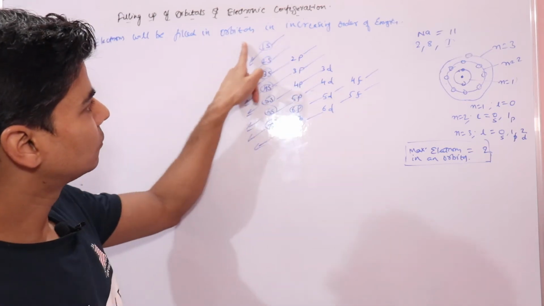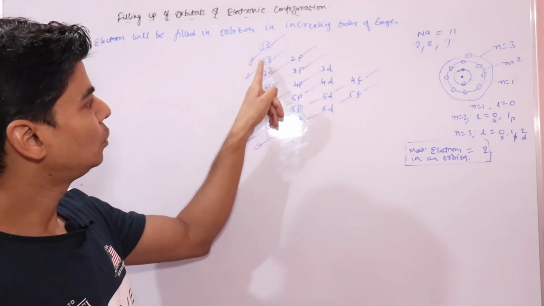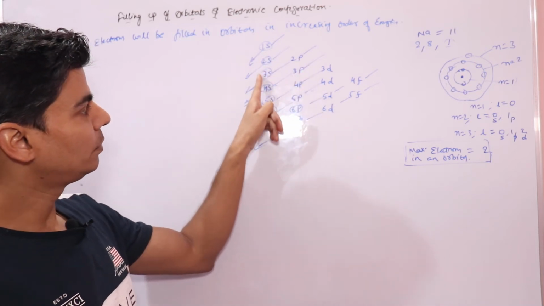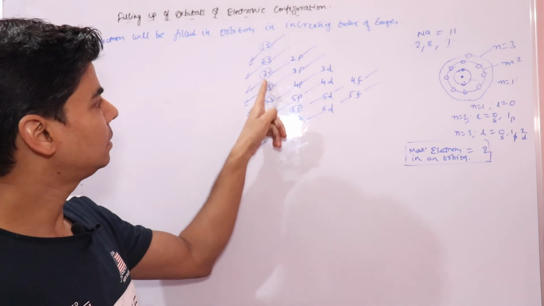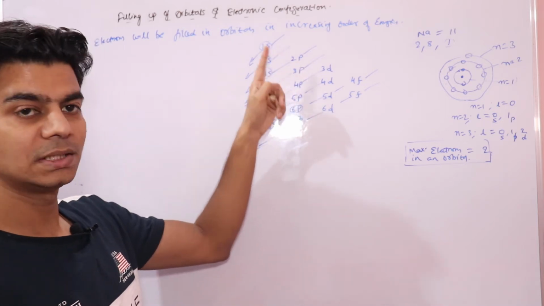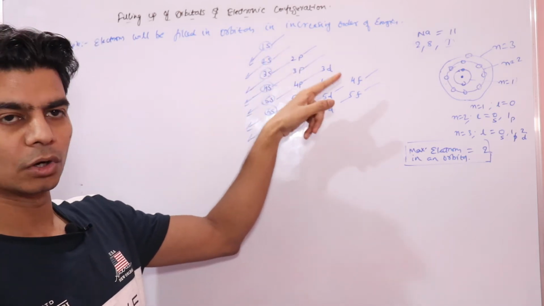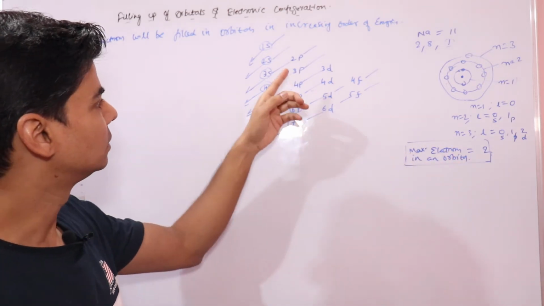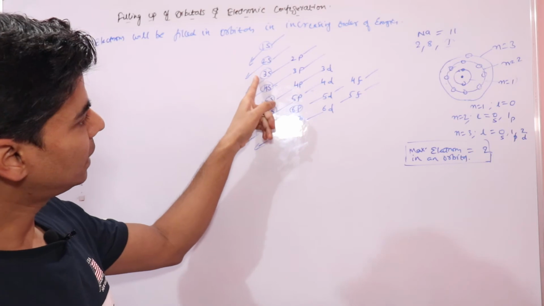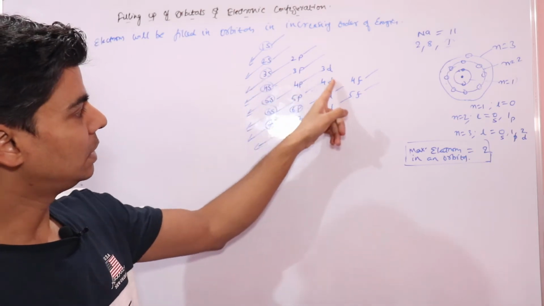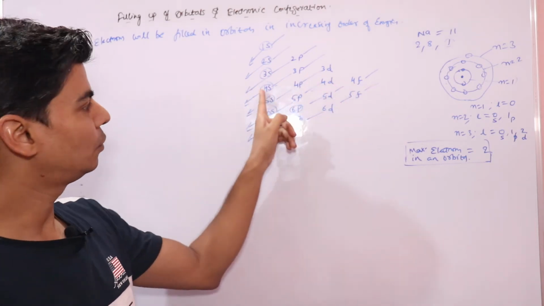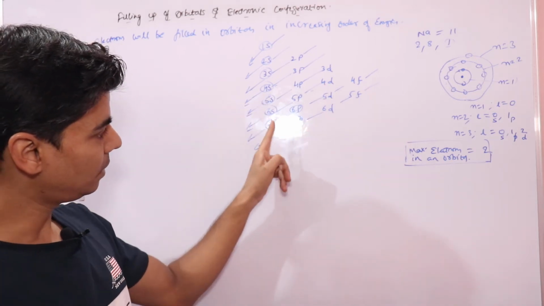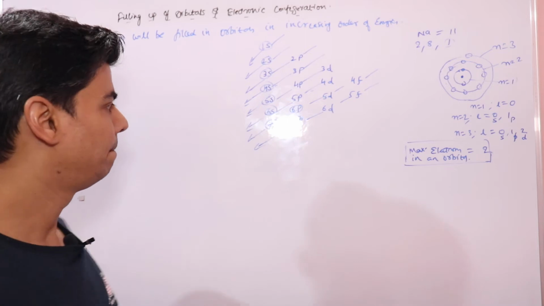You have 1s, then in the second row 2s and 2p. The third row would be for the third shell, like the second row was for the second shell. Any shell will consist of spdf subshells. The third shell has 3s, 3p, 3d. The fourth shell has 4s, 4p, 4d, 4f. Like this till the seventh shell, 7s and 7p.